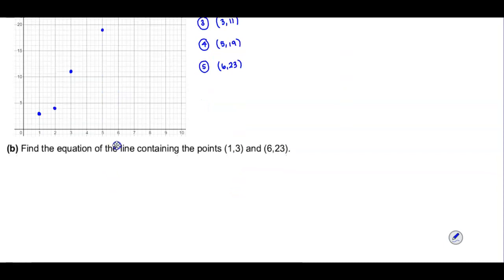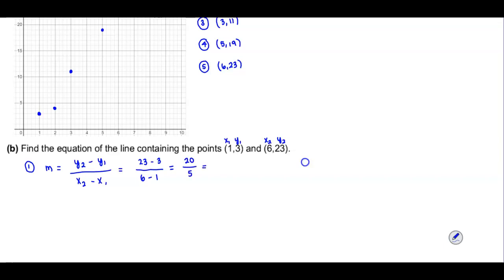Next, we want to find the equation of a line containing the points 1, 3 and 6, 23. So we're going to call the first ordered pair x1, y1, and the second x2, y2. The first thing we need to do is find the slope. The slope formula, m, equals y2 minus y1 over x2 minus x1. We know that y2 is 23, and we're going to subtract y1, which is 3, and divide that by x2, which is 6, minus x1, which is 1. So 23 minus 3 is 20, 6 minus 1 is 5, and 20 divided by 5 gives us 4. So now we know that the slope is 4.